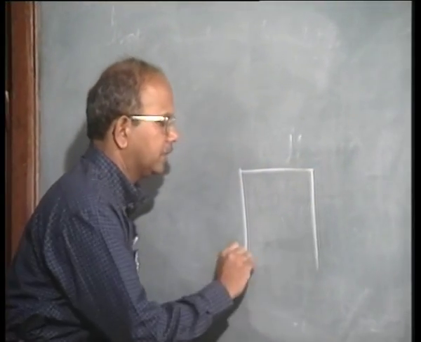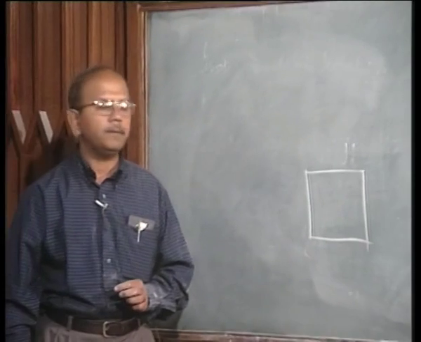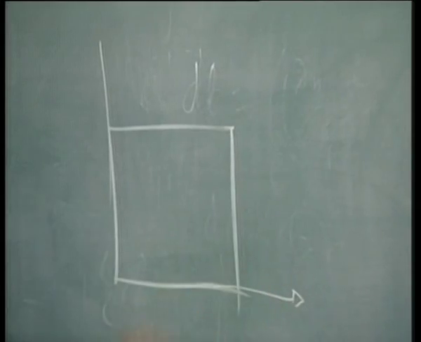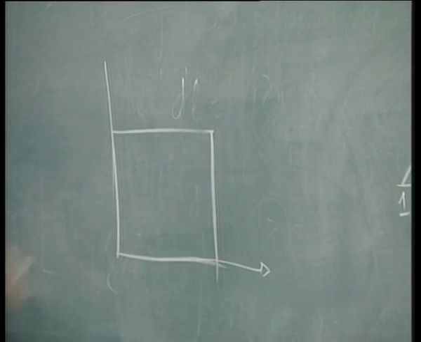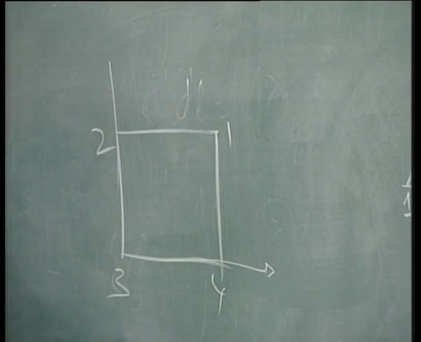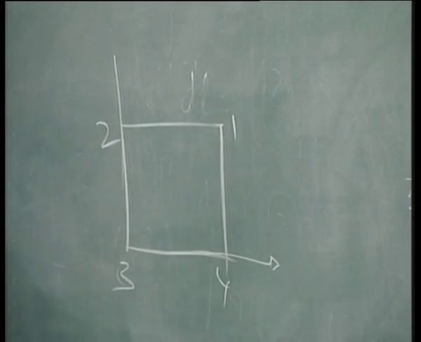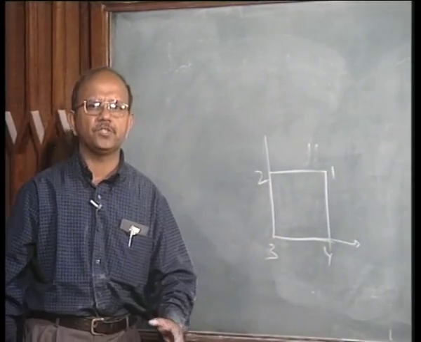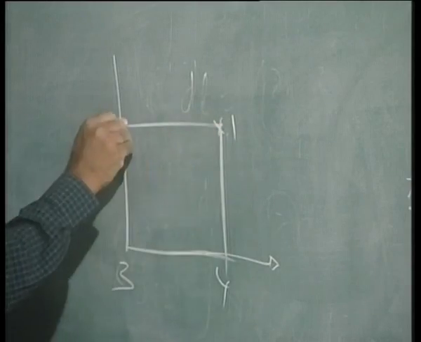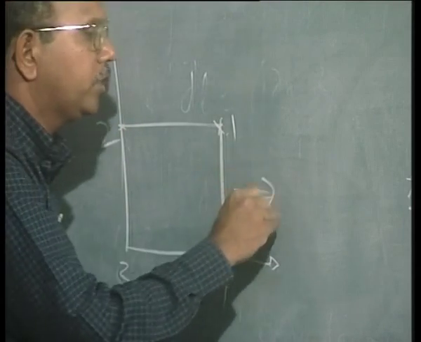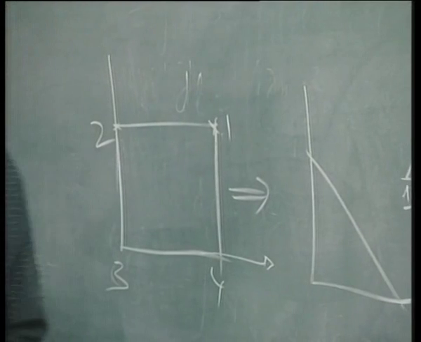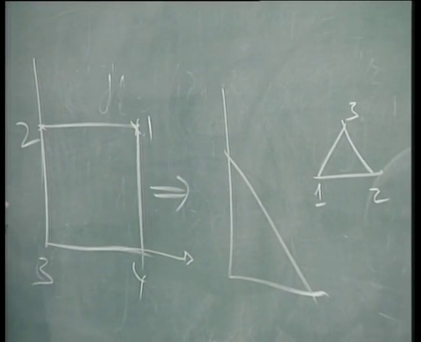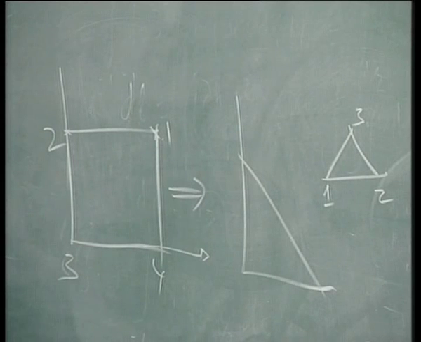So let us say that I have an element like this. Simple element, just to illustrate how we collapse. So let me call these 1, 2, 3 and 4 anticlockwise. Now I can develop a triangular element following exactly the same procedure, whatever I have done so far, by collapsing 1 onto 2, which results in an element something like this. Whatever be the shape, it does not matter. I collapse x1 to x2.